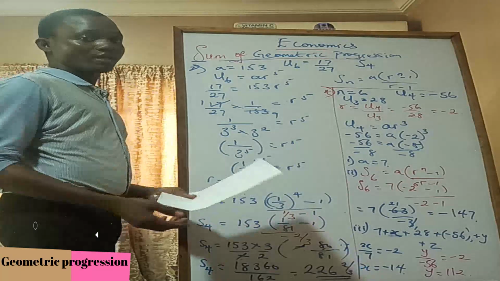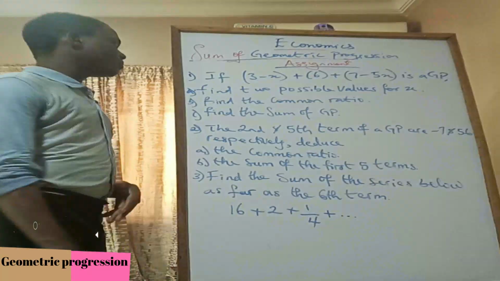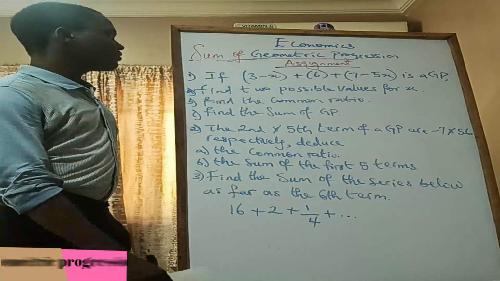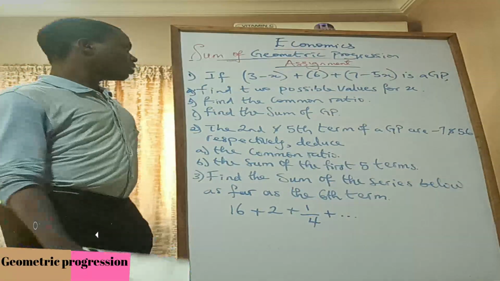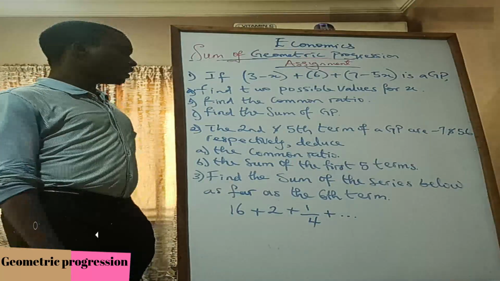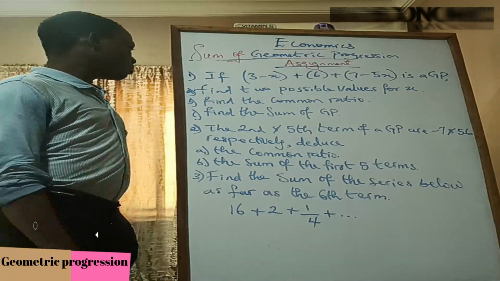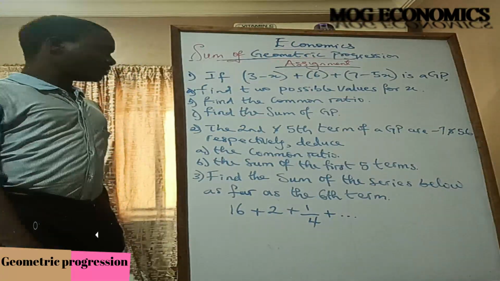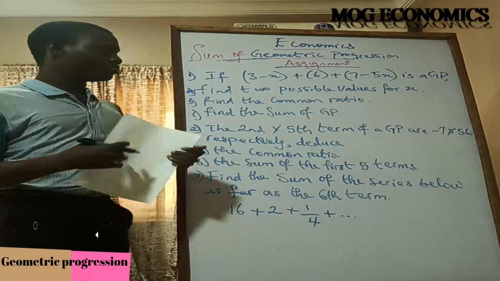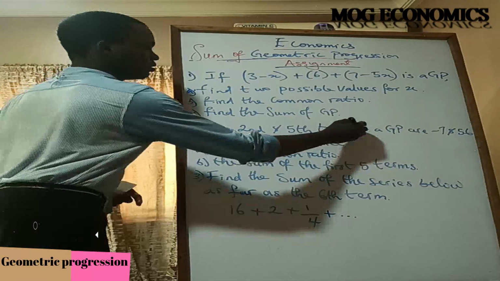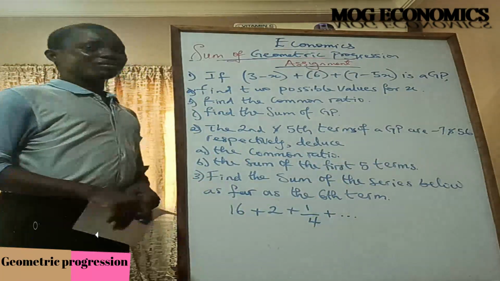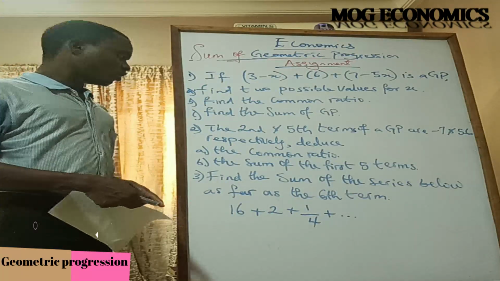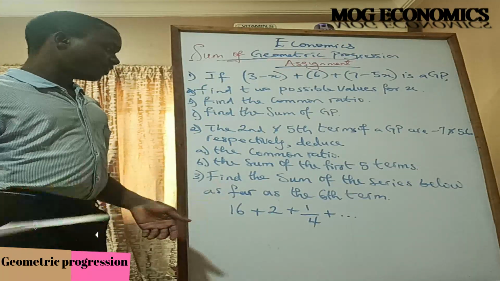So what are your assignments? Ladies and gentlemen, here comes the assignment. Number 1, if 3 minus x, x plus 6, and 7 minus 5x is a GP, so just 3 numbers: A, find the 2 possible values for x. B, find the common ratio. And C, find the sum of the GP. Now number 2, the second and the fifth terms of a GP are minus 7 and 56 respectively. Deduce A, the common ratio, and B, the sum of the first 5 terms.